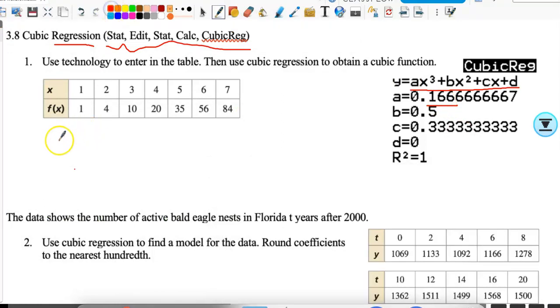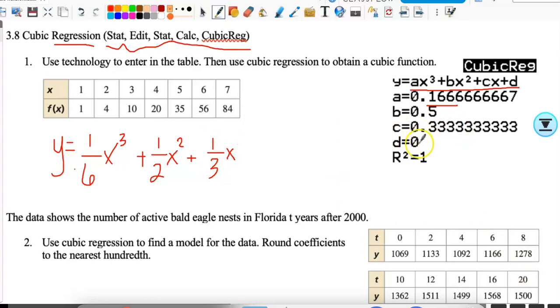So I will have y equals, my a value is 1/6, and then my x cubed, plus my b value, 0.5 is a half, x squared, plus my c value, which was 1/3, x, and then I do not have d, d is 0, so I am done. So here is my cubic regression equation for this table.